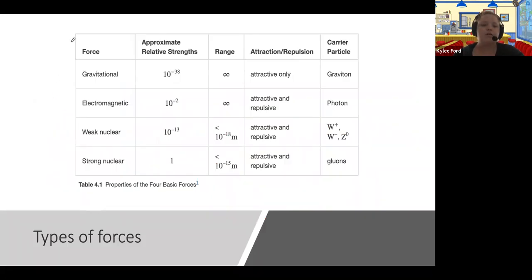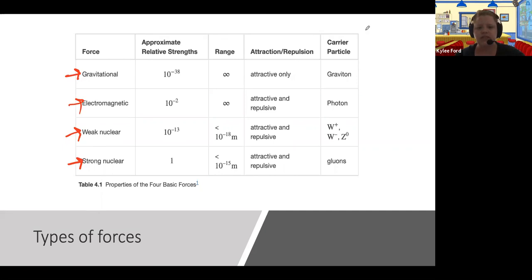Now I wanted to give you guys a quick little list of 4 basic types of forces that we see. The first one being gravitational. Of course, that one we see every day. You know, an apple will fall, right? That is the law of gravity or force of gravity. We have electromagnetic, we have a weak nuclear force and a strong nuclear force.